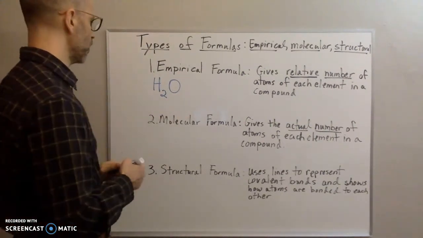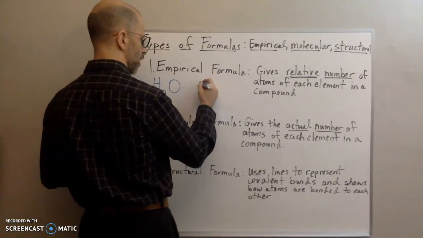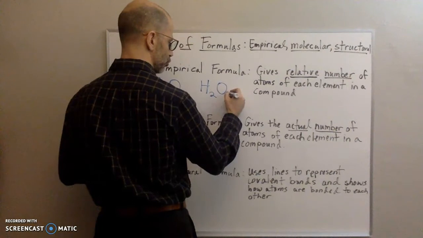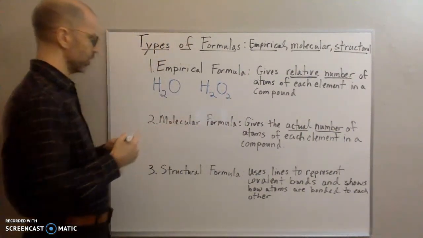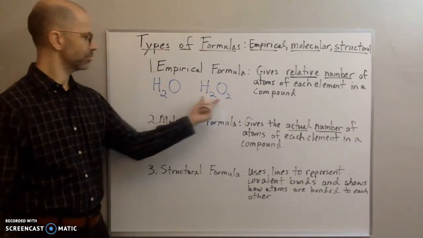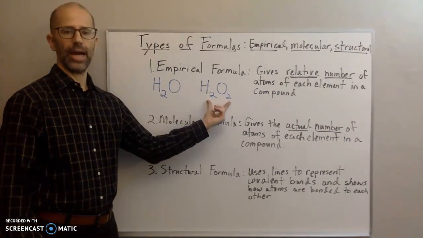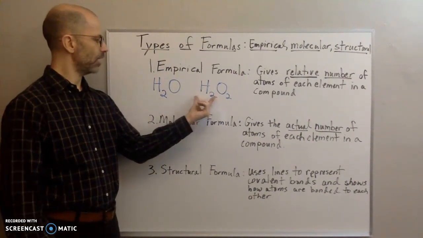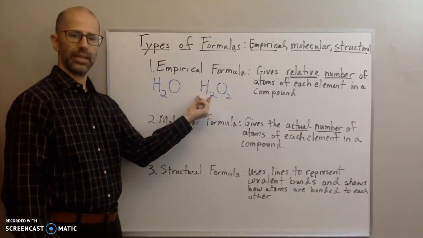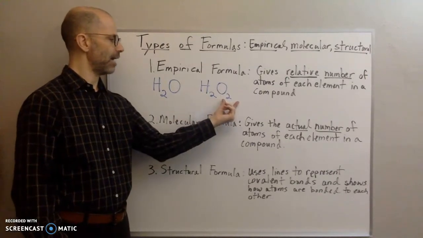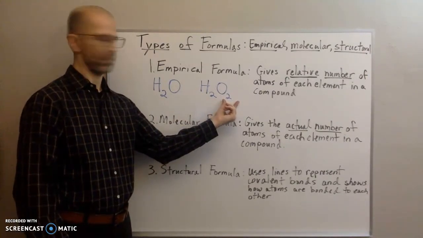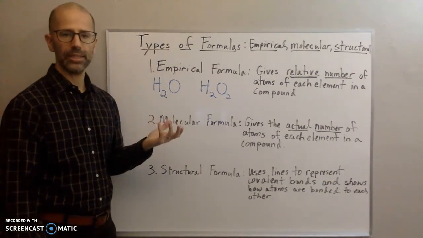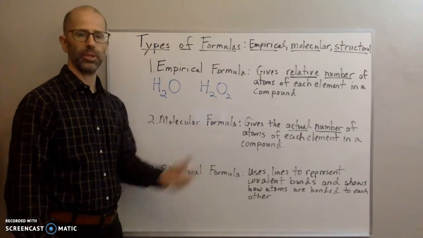So what if I compare this to hydrogen peroxide, H2O2, right? So here I have hydrogen peroxide, and so here I have 2 hydrogens in the formula, and I have 2 oxygens in the formula. So here the question is, is this an empirical formula?